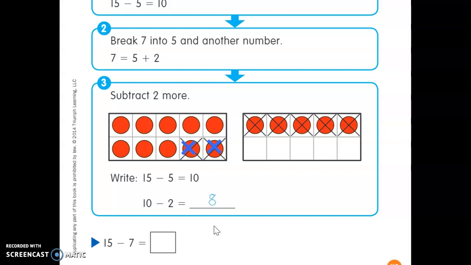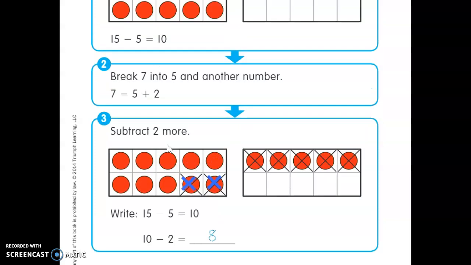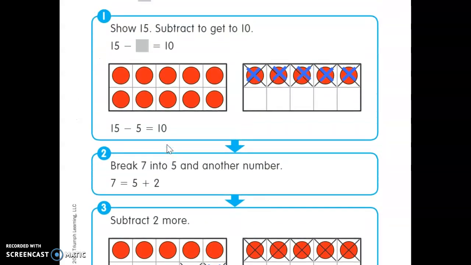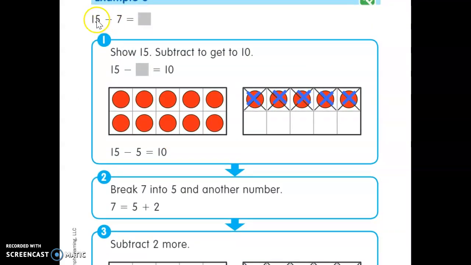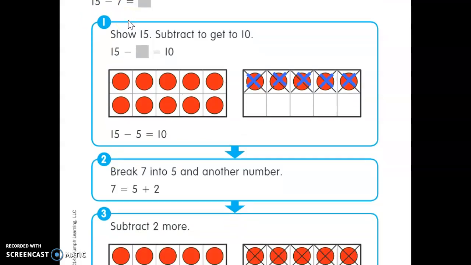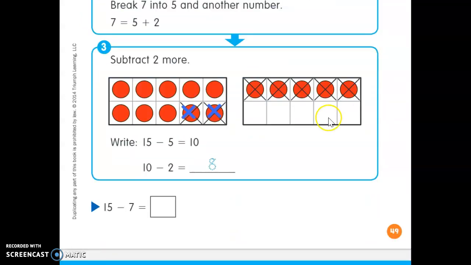And do you guys see how I did that? We took 5 away first from the 15. See, we made a 10. After we made that 10 here, we took 2 more to get 8. Let's go back to the first problem. 15 minus 7, I showed take away 5 and take away 2, that's 7, equals 8.